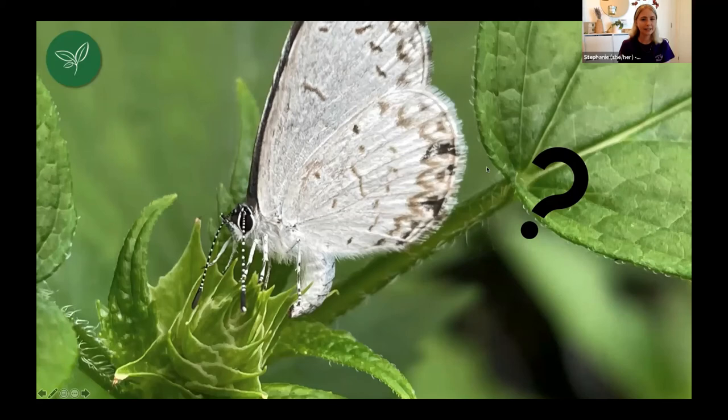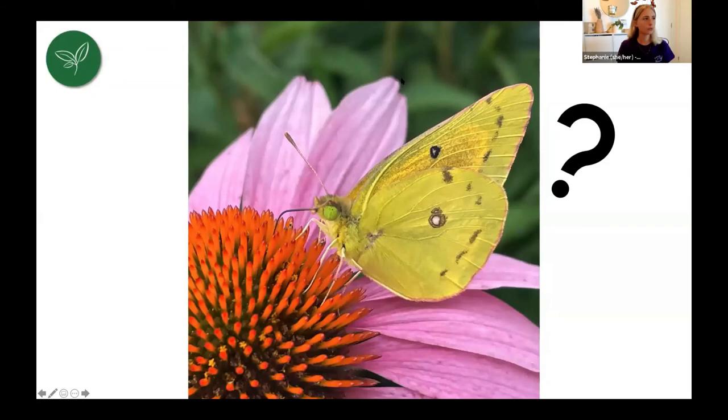But let's see if we can get the next one. So if you want to, there, perfect, Catherine's on it. So let's see, what's this butterfly? This is our second last one, and then we can take some questions. I know I'm looking at the time, I'm having too much fun.